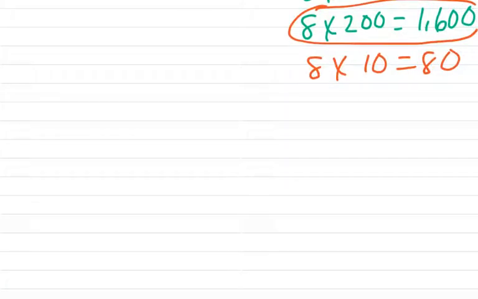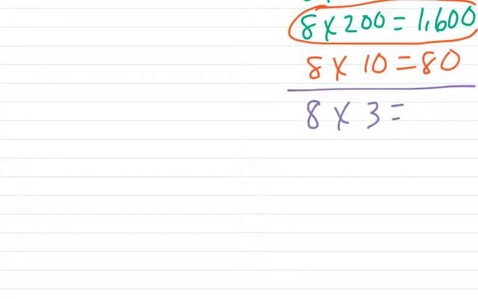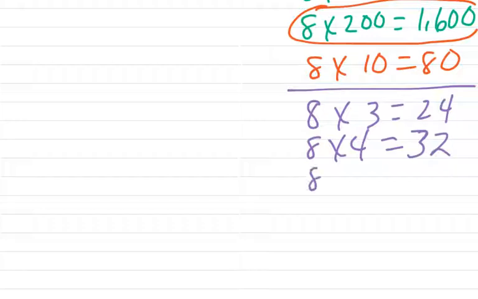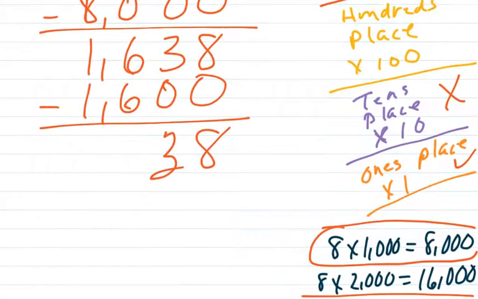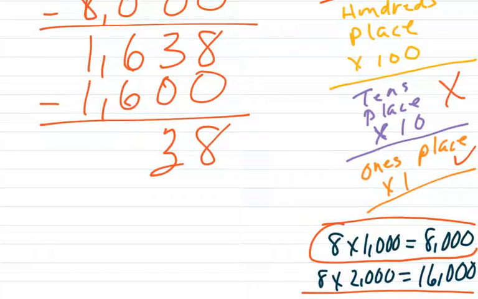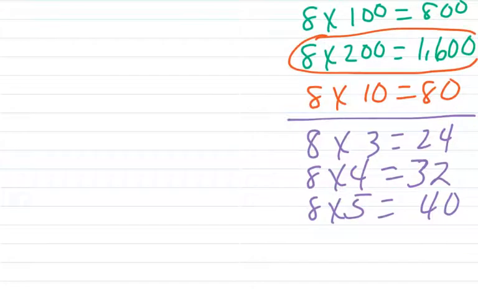Again, just like I told you, if you know your facts and you've been practicing them, you can kind of skip around a little bit. So I'm going to start off with 8 times 3, which is 24. Then 8 times 4 is 32. Then 8 times 5 is 40. I look back up here and I see that so far my leftovers is 38. So I look at it, okay, got to use something. So I'm going to use 8 times 4.